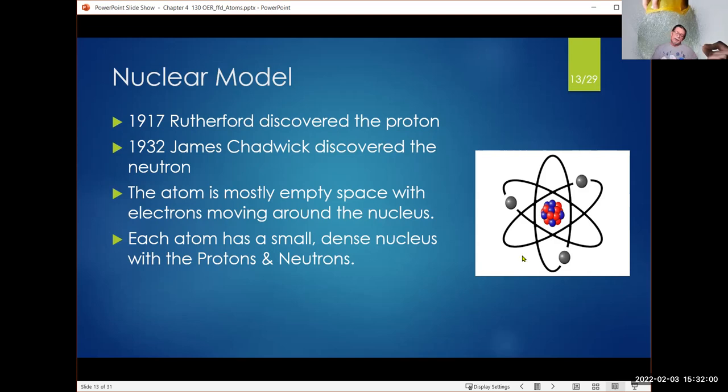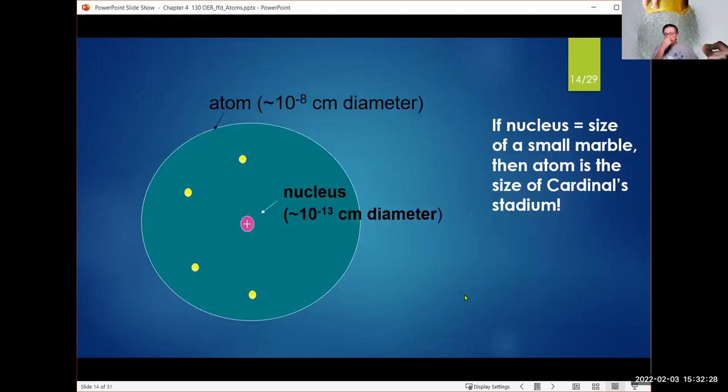The picture on the right gives you an idea of what the model of the atom was at that time. They weren't sure about the electrons. They knew they were out there, but how they were put together was not quite known. We learned down the road and have a model for those two. Now, if the nucleus was the size of a small marble, then the atom's radius would be the size of the Cardinal Stadium. So it's pretty big.